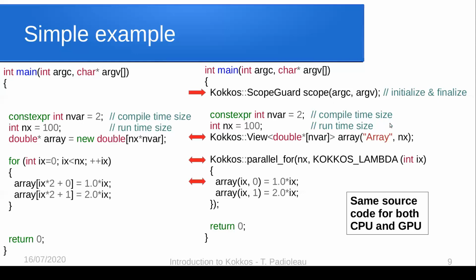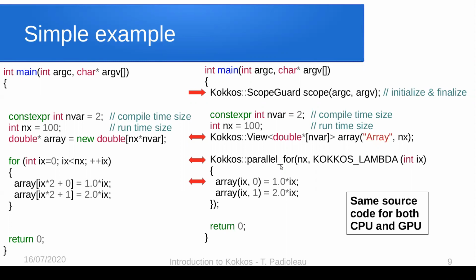Here again, we define the two dimensions of the array. And here we switch to the Kokkos container, Kokkos view. I will give more details in the next slide. We have to specify some template parameters. A difference between the two examples is that we specify here that one dimension is known at compile time, and the other is only known at runtime.